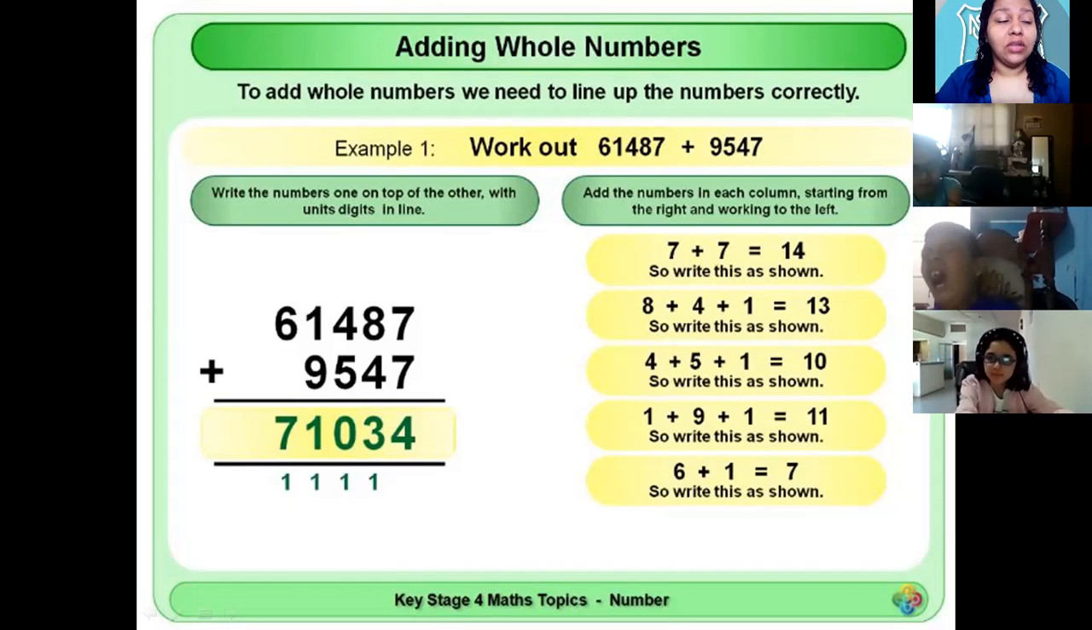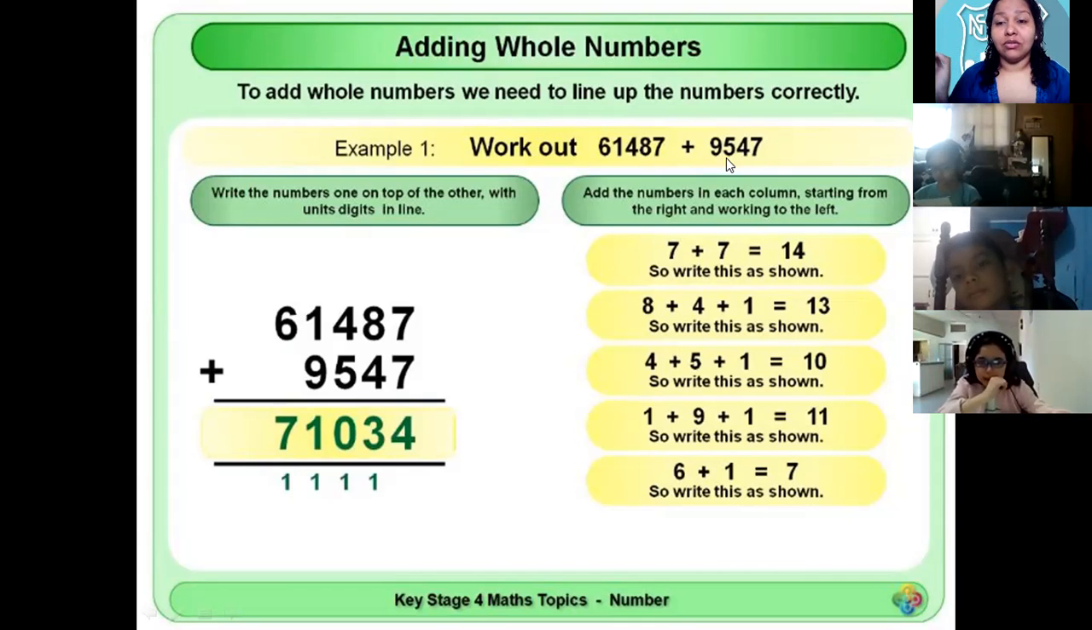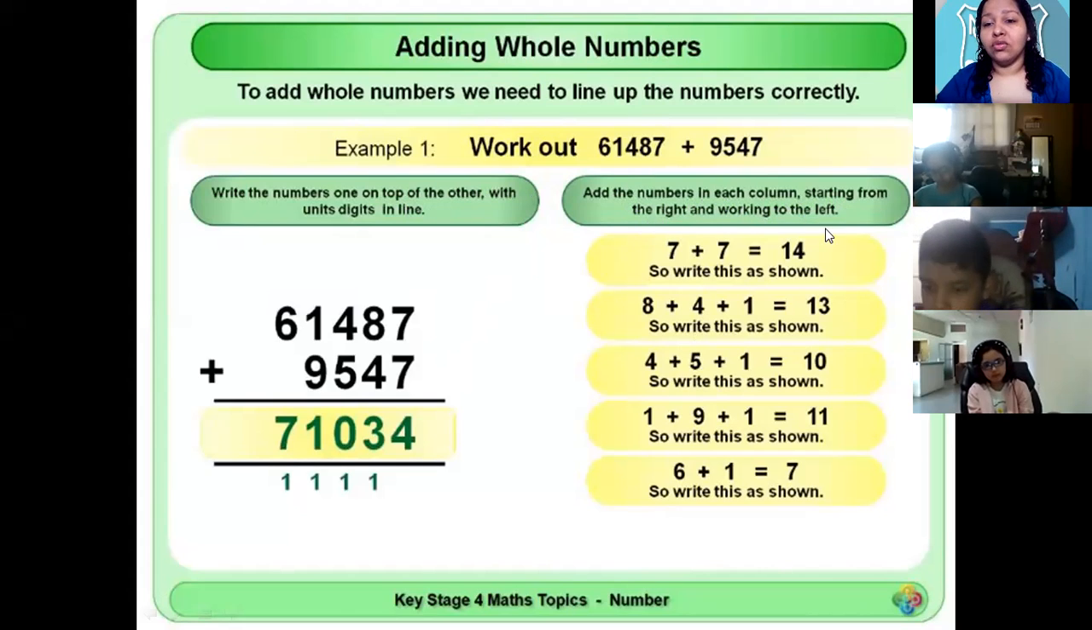So as I was telling you, to add whole numbers we need to line up the numbers correctly. We cannot make a mess, okay? In this example, we need to work out 61,487 plus 9,547. So we need to write one number on top and the other below, with the units in line, okay? We need to add the numbers in each column, starting from the right and working to the left.